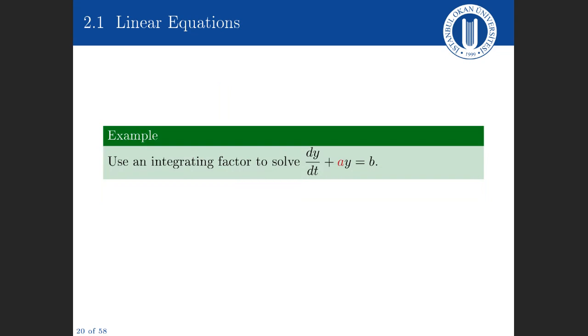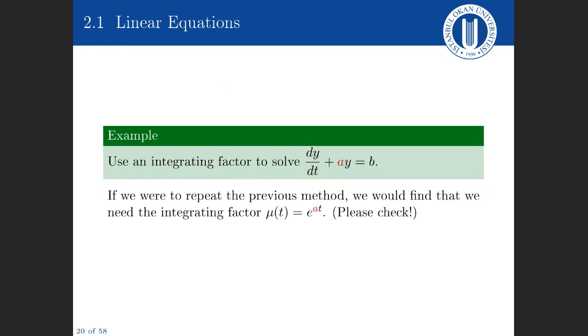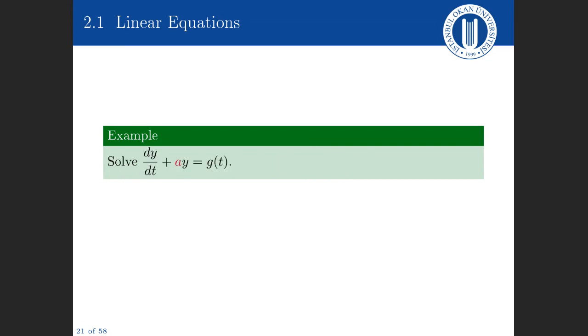What about dy/dt plus ay plus b? What integrating factor are we going to use? We could repeat the whole method that we used in the previous example. You can do this if you like. And we find that the integrating factor that we want is e to the power at. Let's move on. Now let's make this a little bit more difficult.